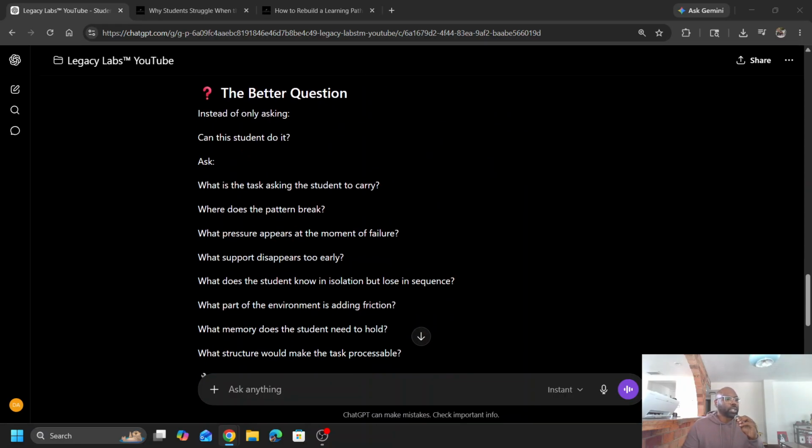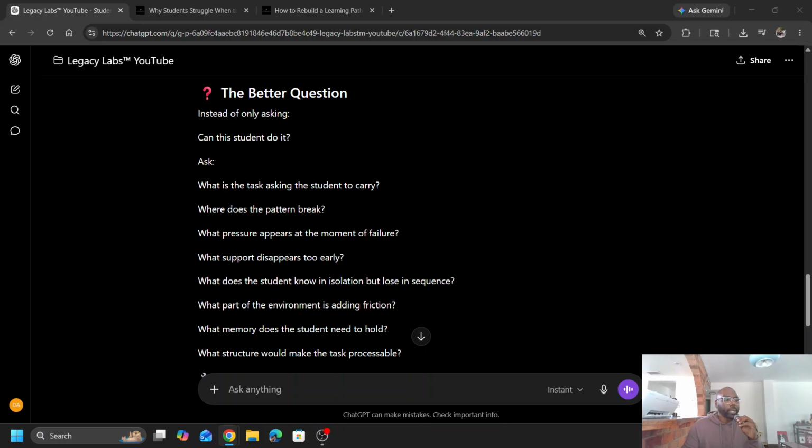So better questions to ask. Instead of asking, can the student do this? We're going to ask different questions. What is the task asking the student to carry? Where does the pattern break? What pressure appears at the moment of failure? What support disappears too early? What does the student know in isolation but loses in sequence? What part of the environment is adding friction? What memory does the student need to hold? What structure would make the task processable?